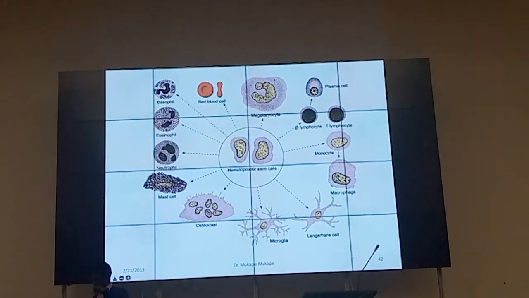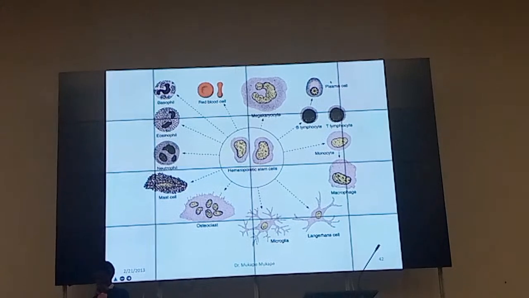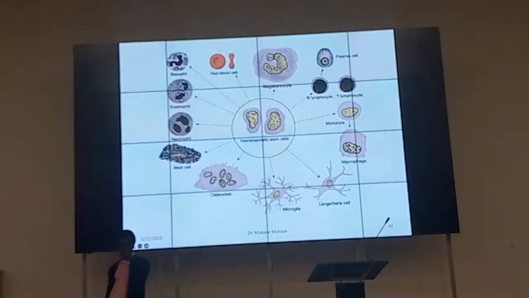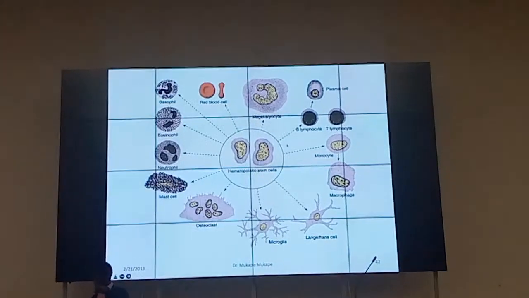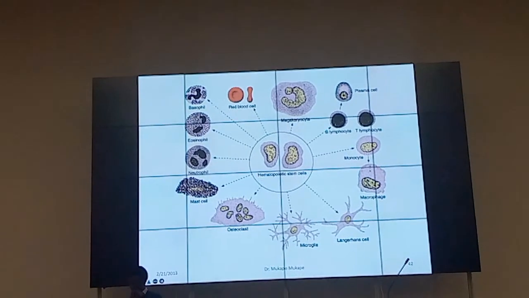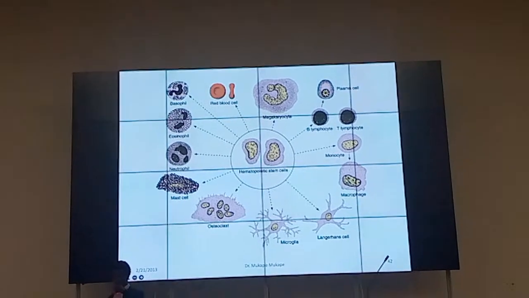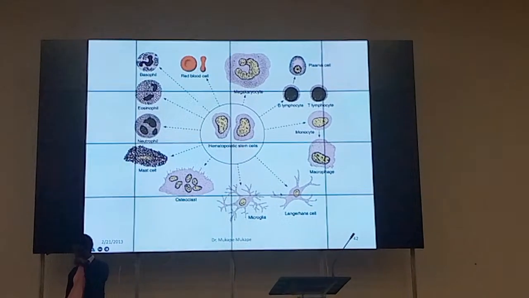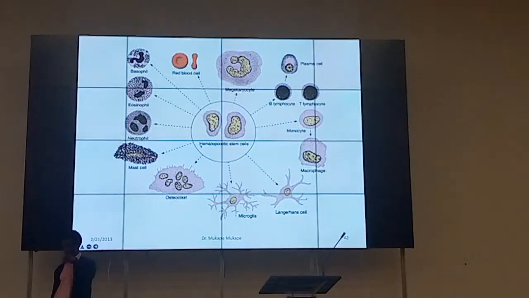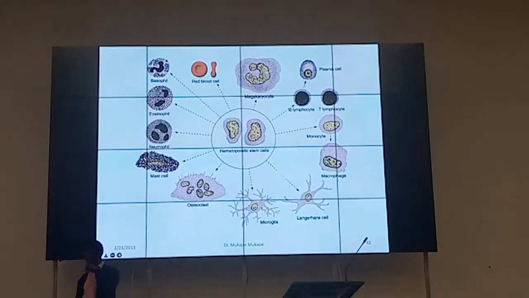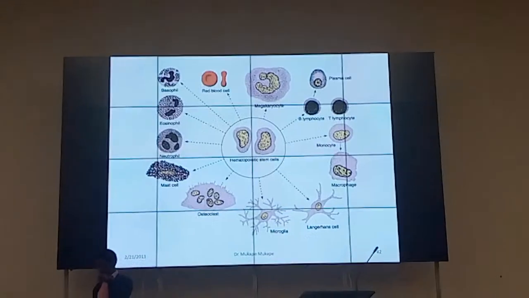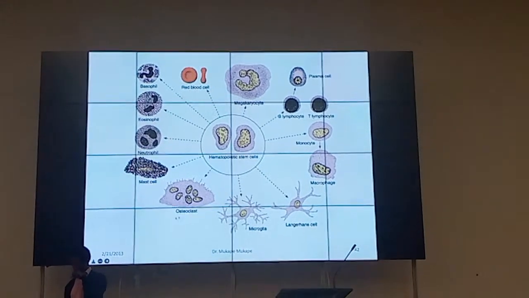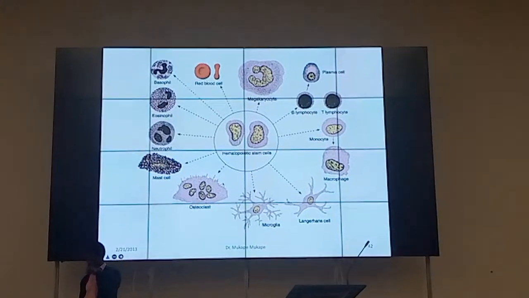Lymphocytes, the B lymphocytes, which convert to plasma cells. You can see there, plasma cells come from B lymphocytes. The monocytes give rise to macrophages. You can see the Langerhans cells in the skin. The Langerhans cells in the skin come from hematopoietic stem cells as well. Microglial cells in the CNS, brain and spinal cord, also come from hematopoietic stem cells. Osteoclasts in the bone tissue also come from hematopoietic stem cells.